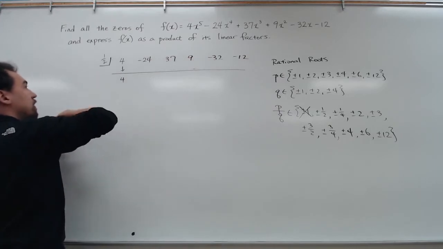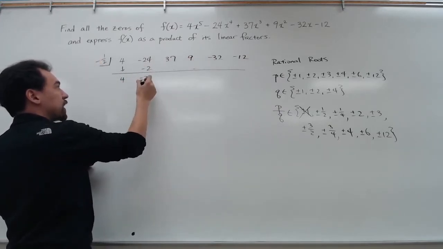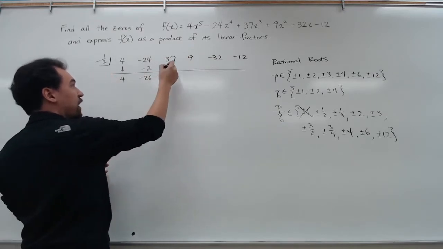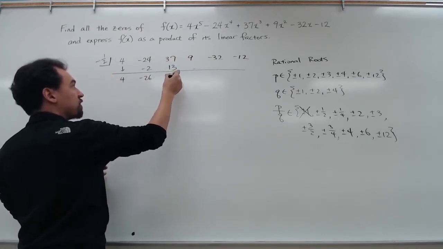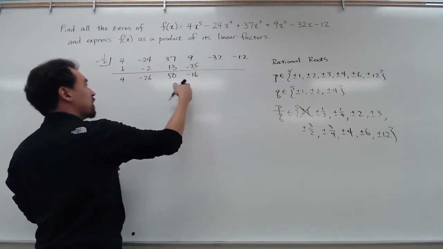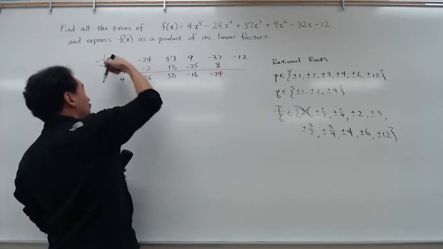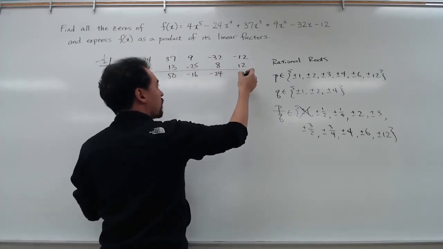Okay. Time for negative 1/2. So 4 times negative 1/2. Add them up, negative 26. Times negative 1/2 is 13. Add them together is 50 times negative 1/2. Add them, negative 16 times negative 1/2. Add them together, negative 24 times negative 1/2 is 12.